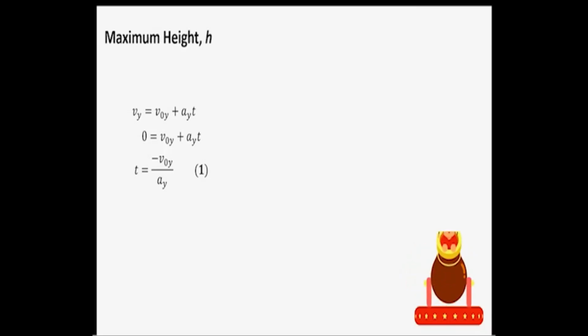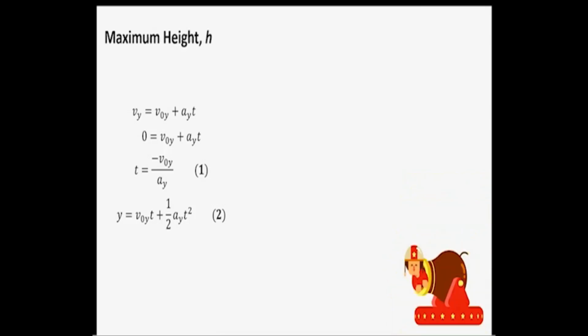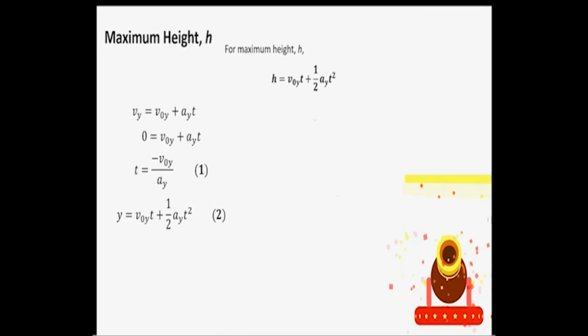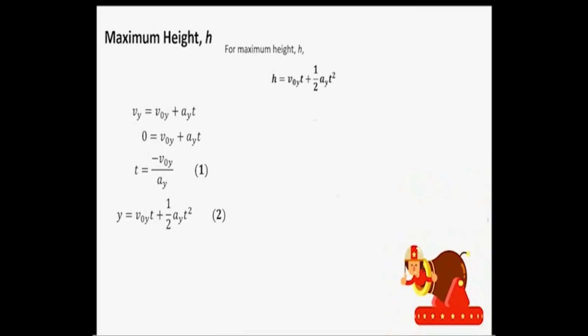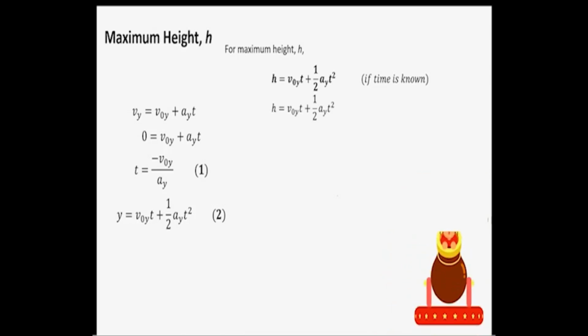Okay? Now, let's also recall that for vertical position, our formula is this one: y is equal to v sub 0y t plus 1/2 a sub y t squared. So for maximum height h, you can utilize this equation. We just replace y from equation 2 with h to represent maximum height. So you can utilize this if you already have that time. But if you don't want to solve for time, let's substitute t from the derived formula in equation number 1.